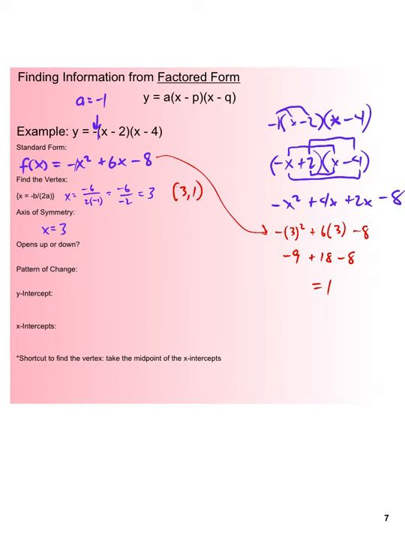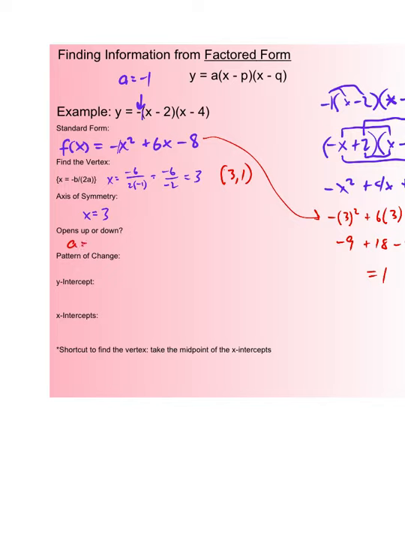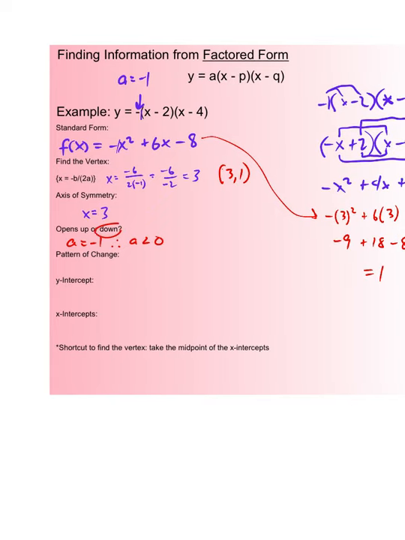Again, this is that point that is going to be either the ultimate max or the ultimate min, depending on where it opens up. And in this case, since a is -1, since a is a negative, therefore a is less than 0, so this would open down.